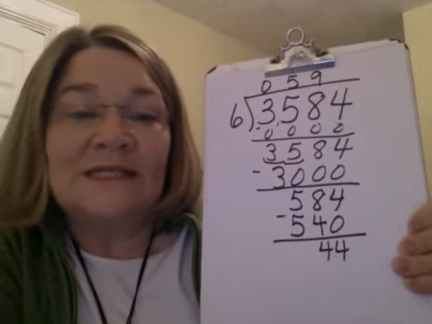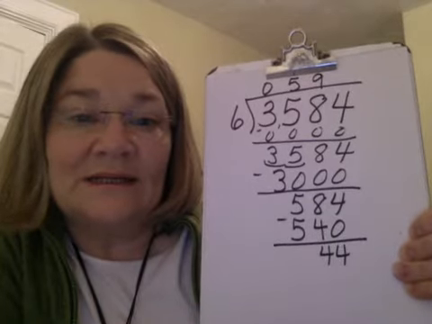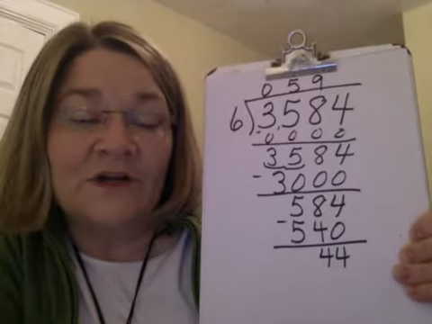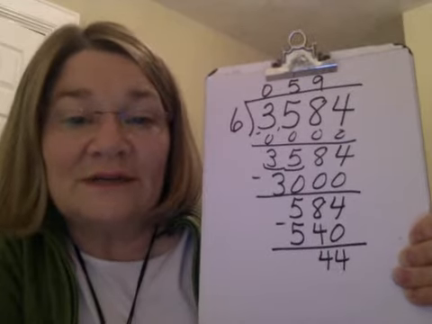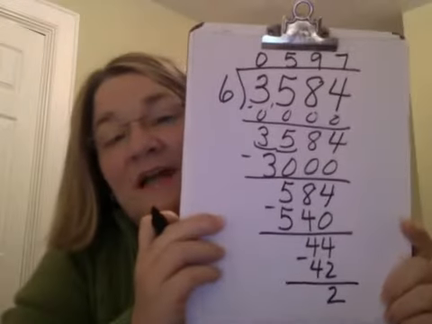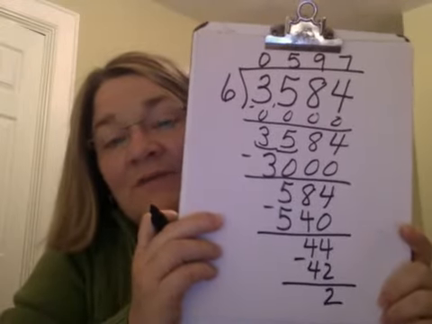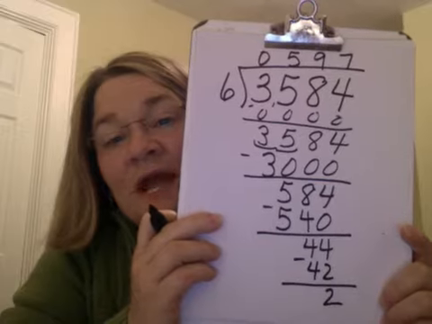Now let's see, 6 times 6 is 36. That's not enough. We'd have too much left over. So let's try 6 times 7, because that is 42. We subtract that. That fits in just fine. It looks like we have a remainder. So our answer is 597, remainder 2.